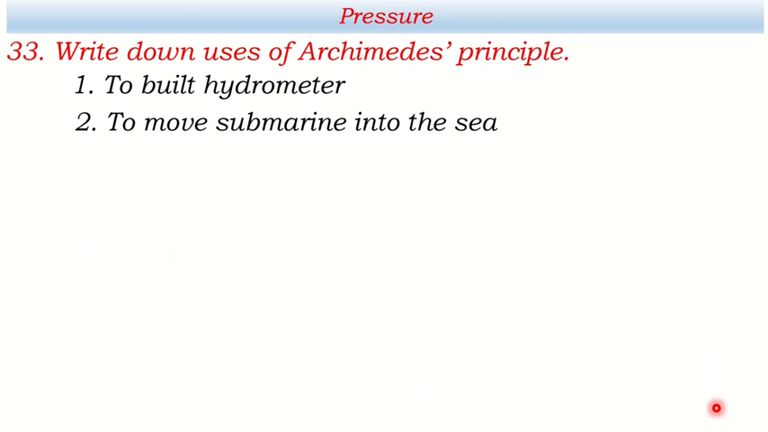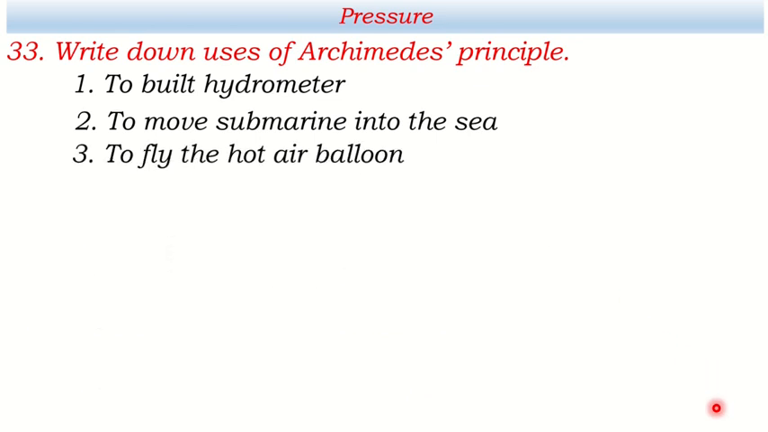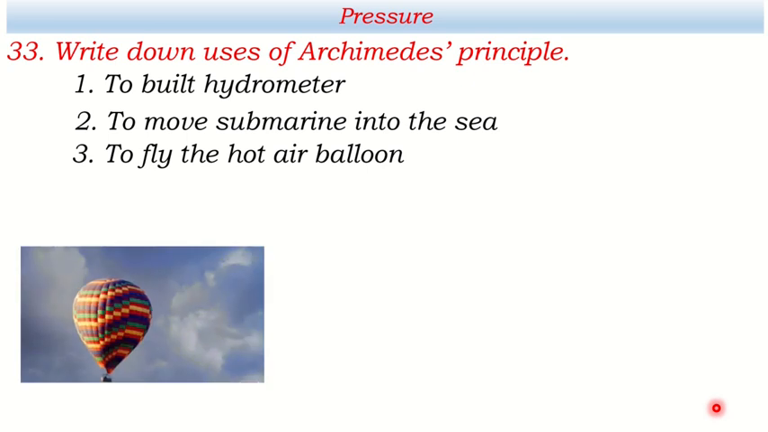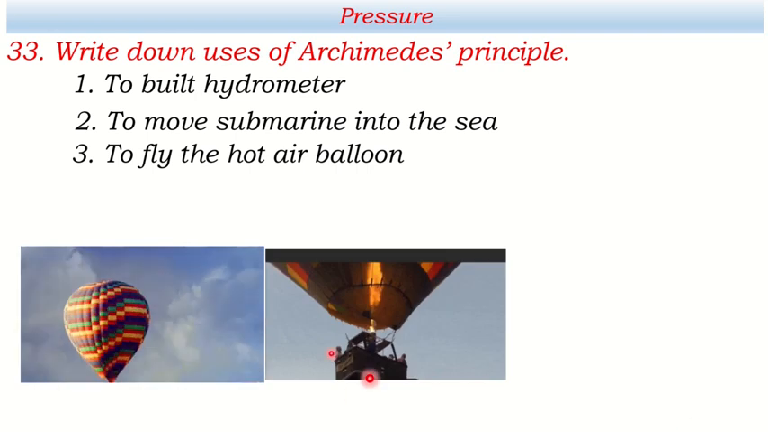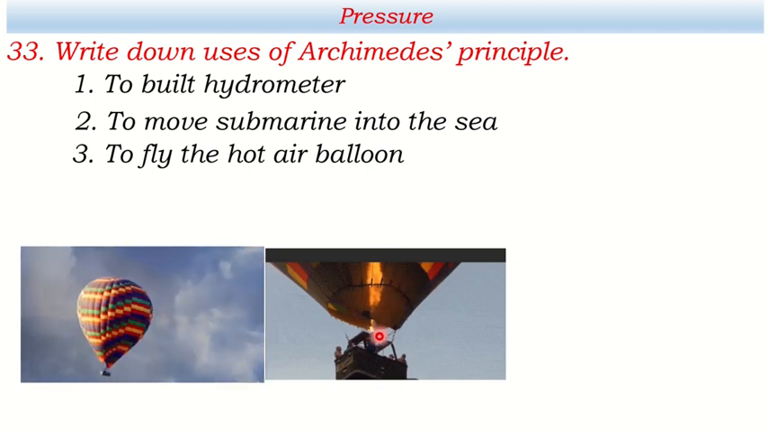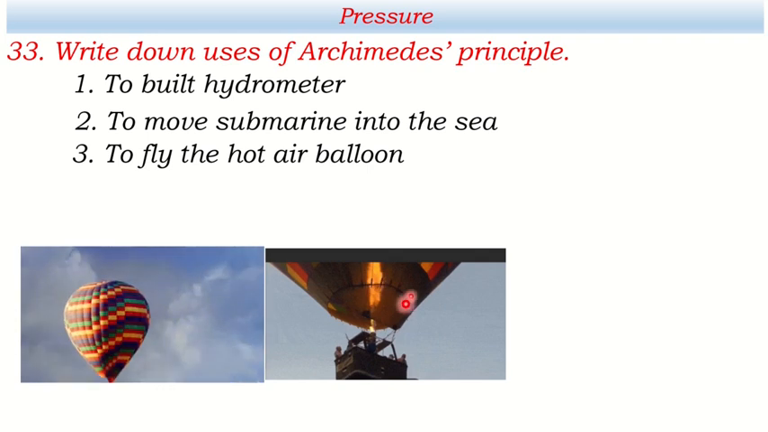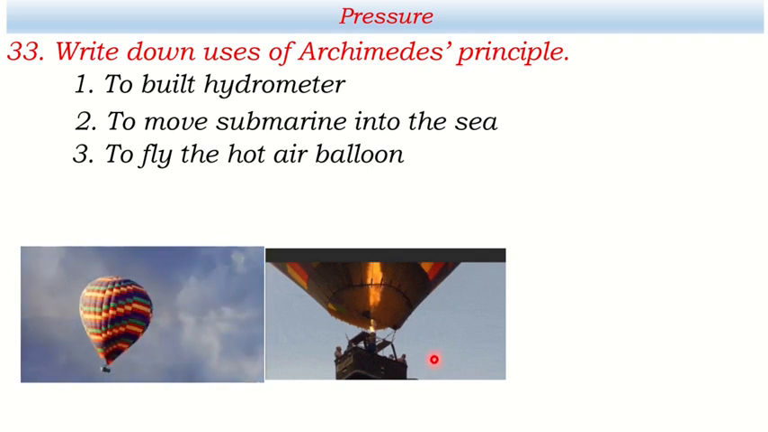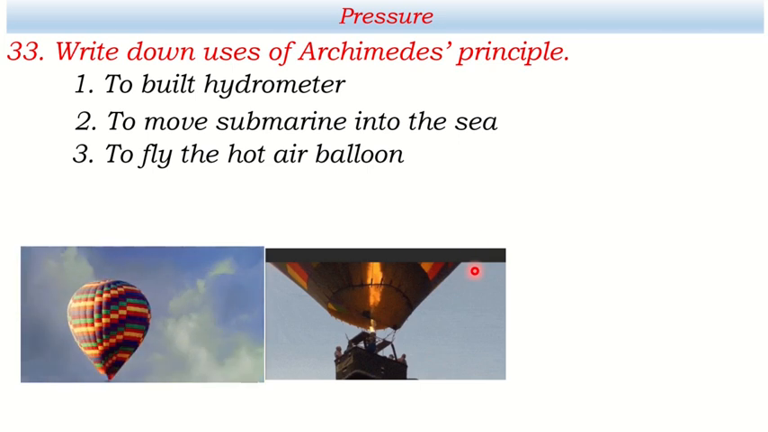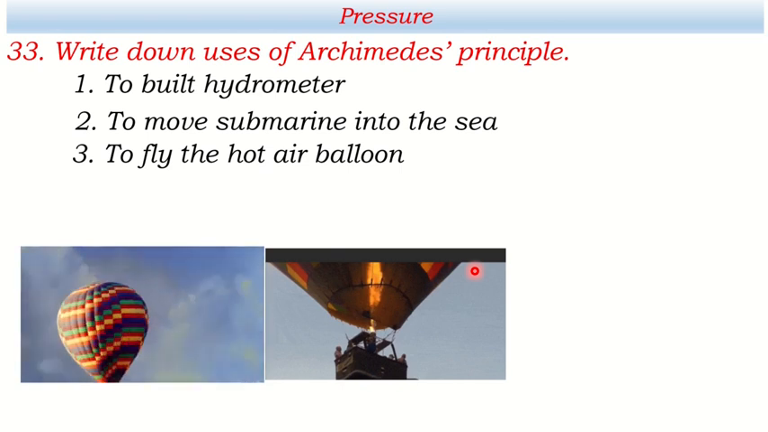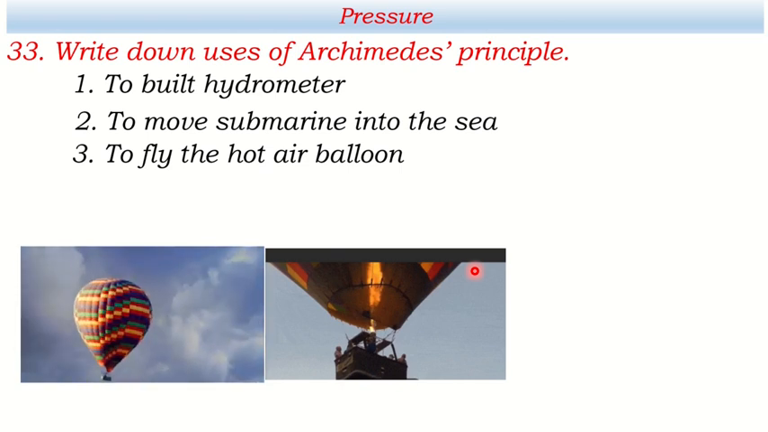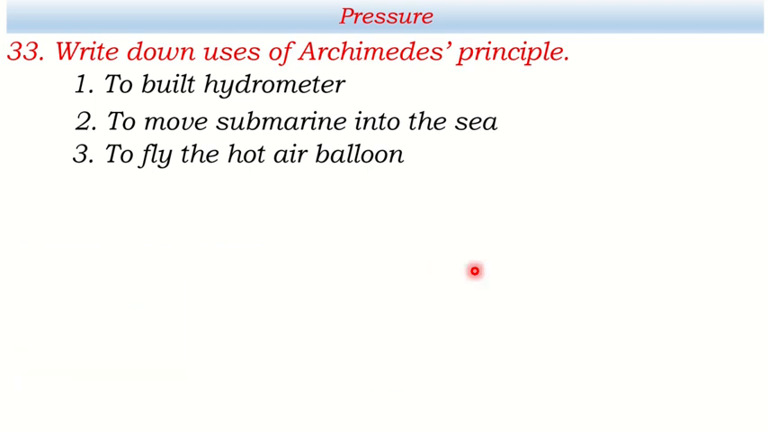Let's have another use: to fly the hot air balloon. This is a hot air balloon. A basket is at the bottom side. Look at this. People can sit in the basket, and if the air is heated by a certain heating device, then what happens? The air becomes lighter and the upthrust on the balloon becomes high, and the balloon flies up and up. If we have to bring it down, then heating is stopped, the air cools down and the balloon comes downward. This way it works.